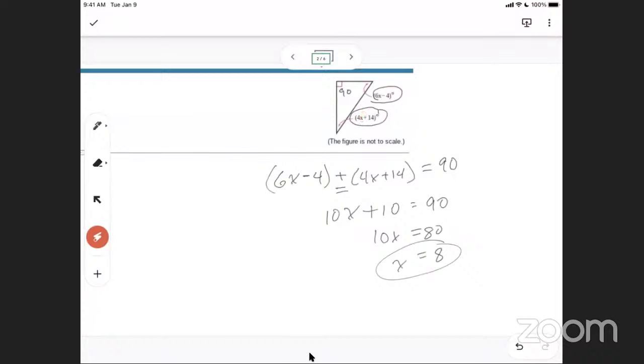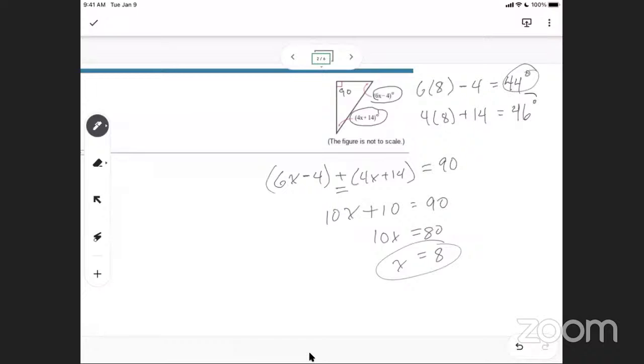All right. So what is this going to be? 6 times 8 minus 4. What's 6 times 8? 48, minus 4. 44. And how about 4 times 8, so plus 32, 14? 46. There you go. There's your two answers.